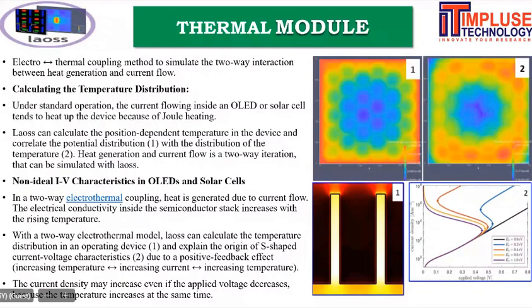So in this different scenario, the current flowing inside the solar cell or OLED will heat up the device because of Joule heating. LAOSS can calculate the position dependent temperature in the device and correlate potential with different distribution of temperature. Heat generation and current flow in two-way interaction can also be simulated. Non-ideal IV characteristics in OLED and solar cell. In this two-way electrothermal coupling, heat is generated due to the current flow through the electrical conductivity inside the semiconductor stack, which will increase the temperature.